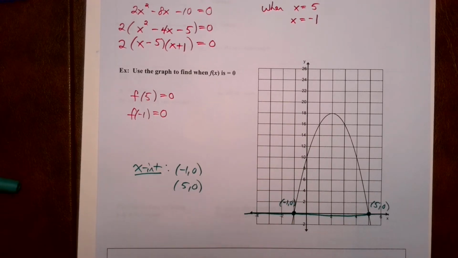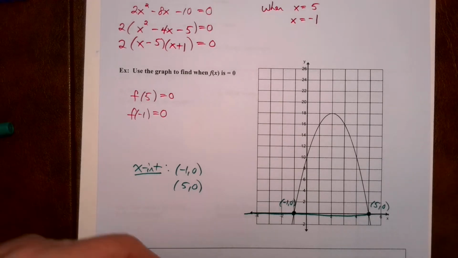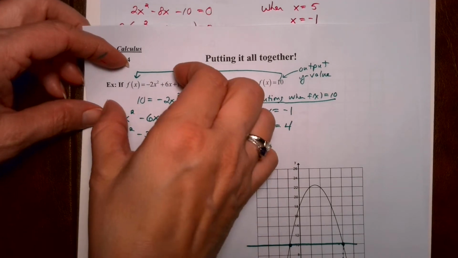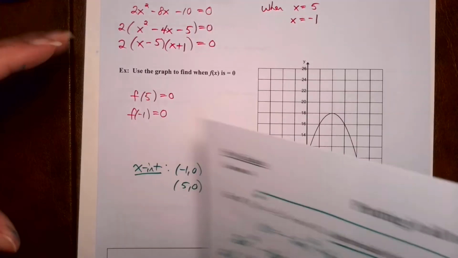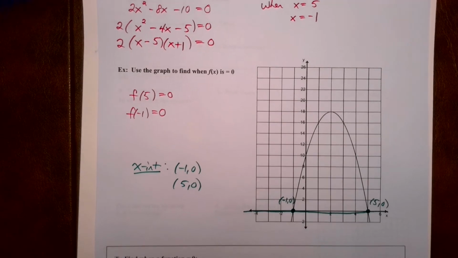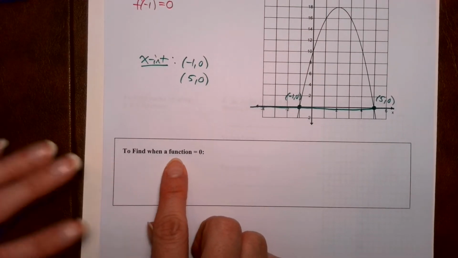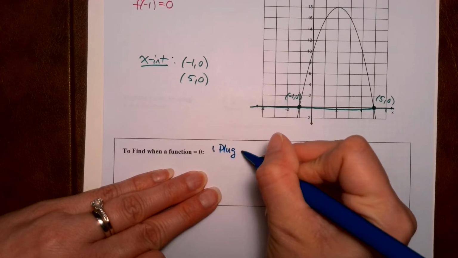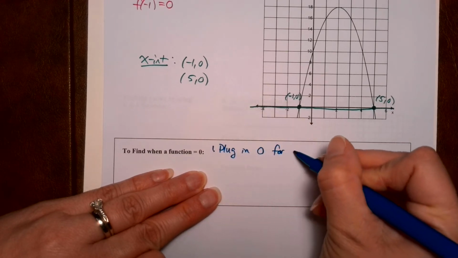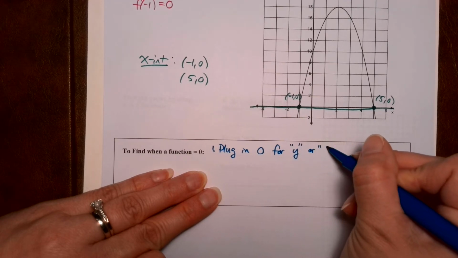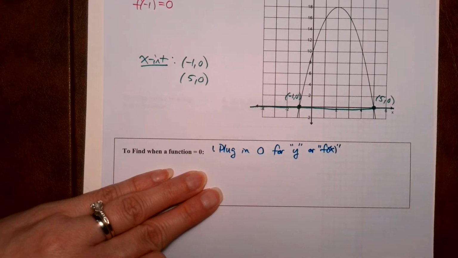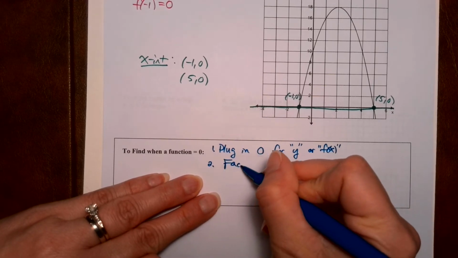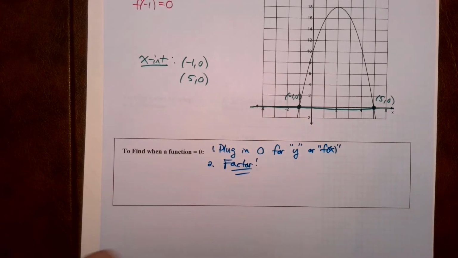It's very similar to the last page we just did, but instead of having a value and then moving everything over to make a 0, it's like we're already starting with the 0. So how do you find when a function is equal to 0? Step 1, plug in 0 for the y, or the f of x. Plug 0 in. So everything is already on one side. Step 2 is factor. Awesome factoring skills again.